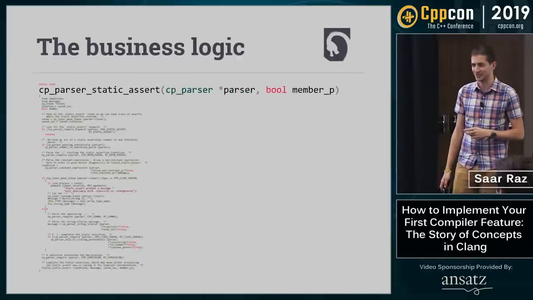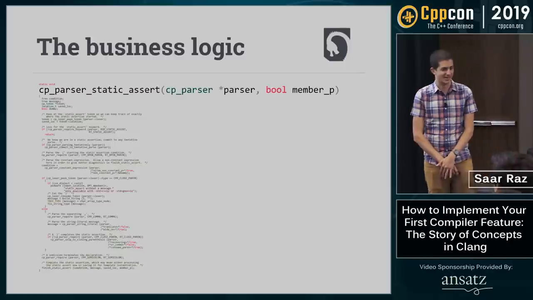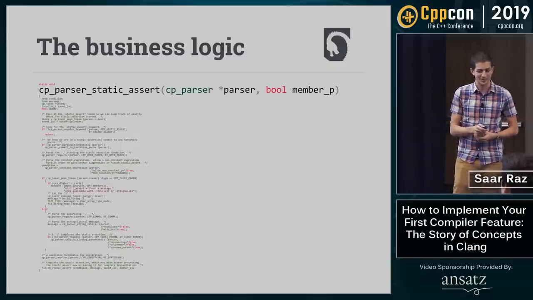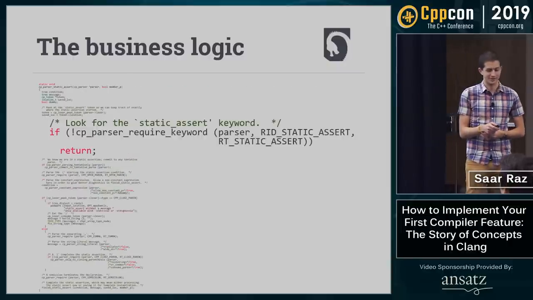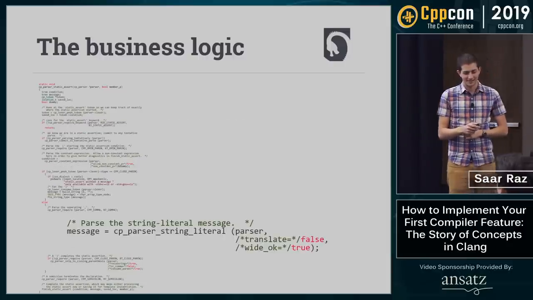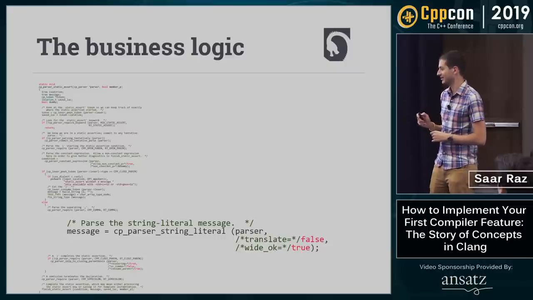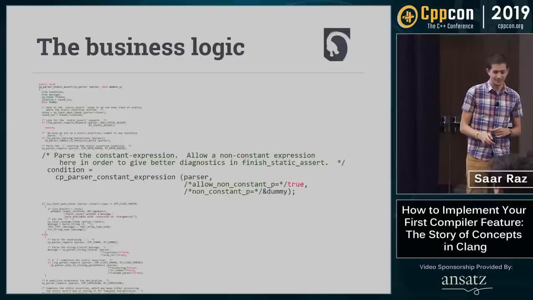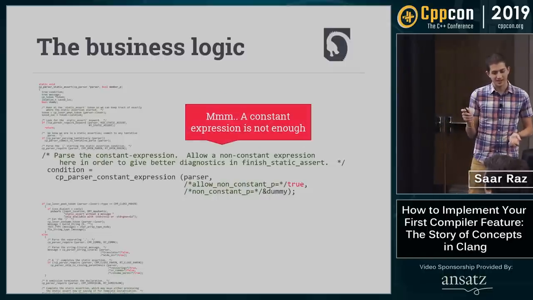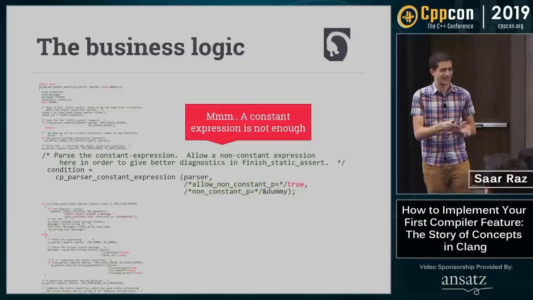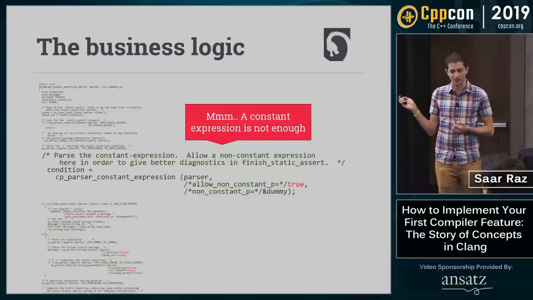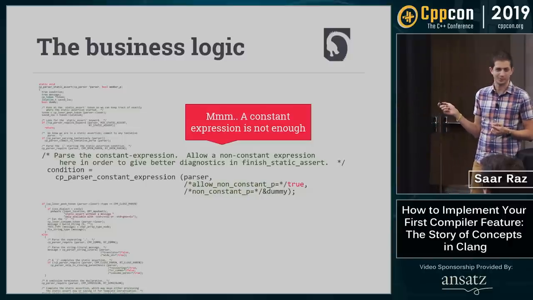We still need to write that function. So now we reach the business logic itself: CP parser static assert. This is the whole function. I'm going to highlight the interesting bits of it. For example, here you can see that they're looking for the static assert keyword, because there's a comment that says they're looking for the static assert keyword. There's string literal parsing, like we expected. Cool. And here they're parsing a constant expression, which is nice, but not enough, right? We wanted to be able to give this thing anything, not just constant expressions, but also types or template names. We need something more general than this for parsing our static print statement.